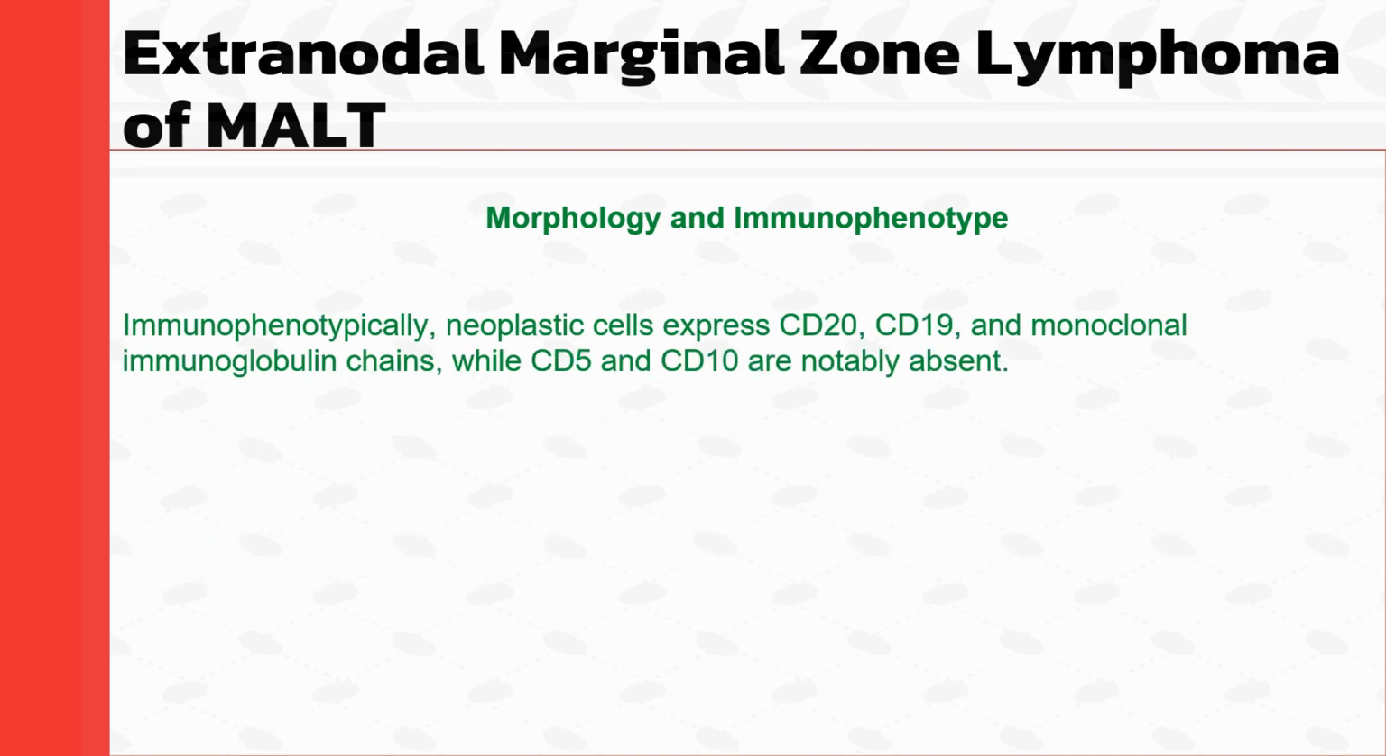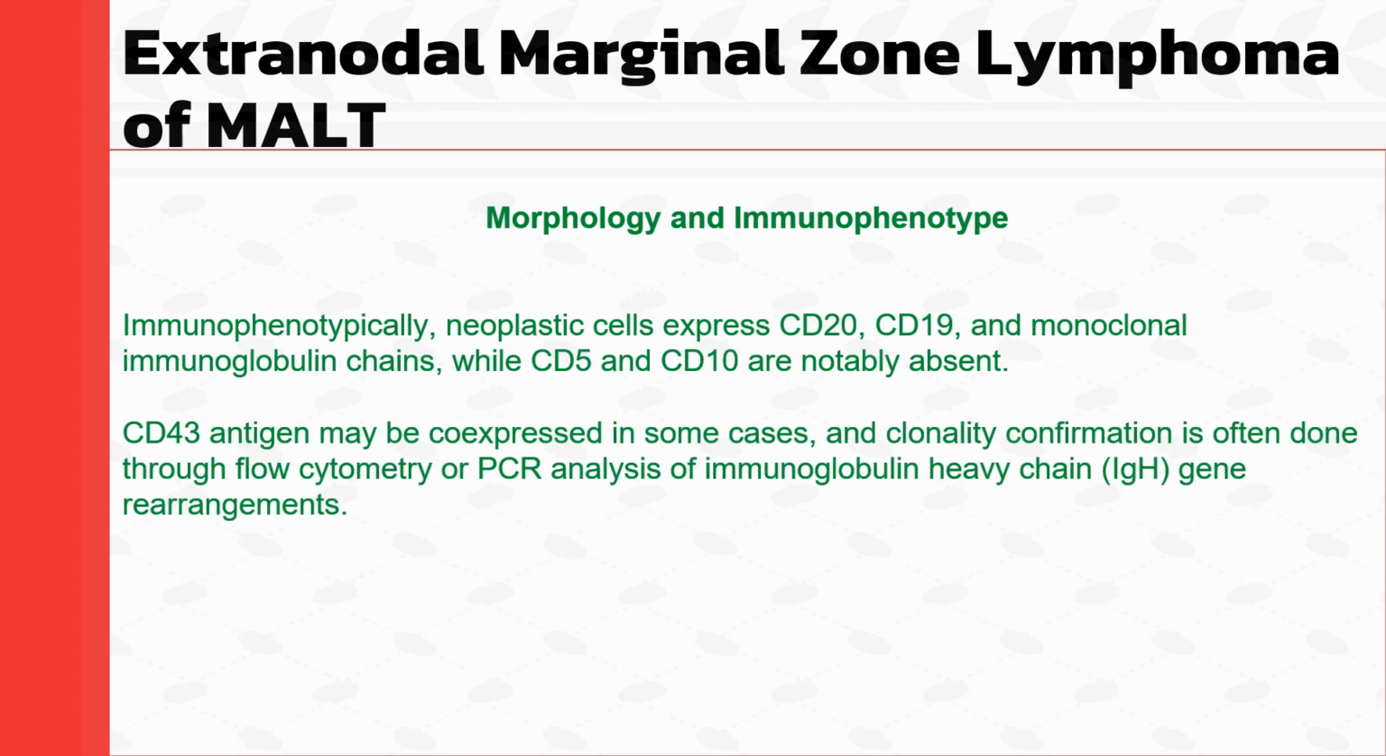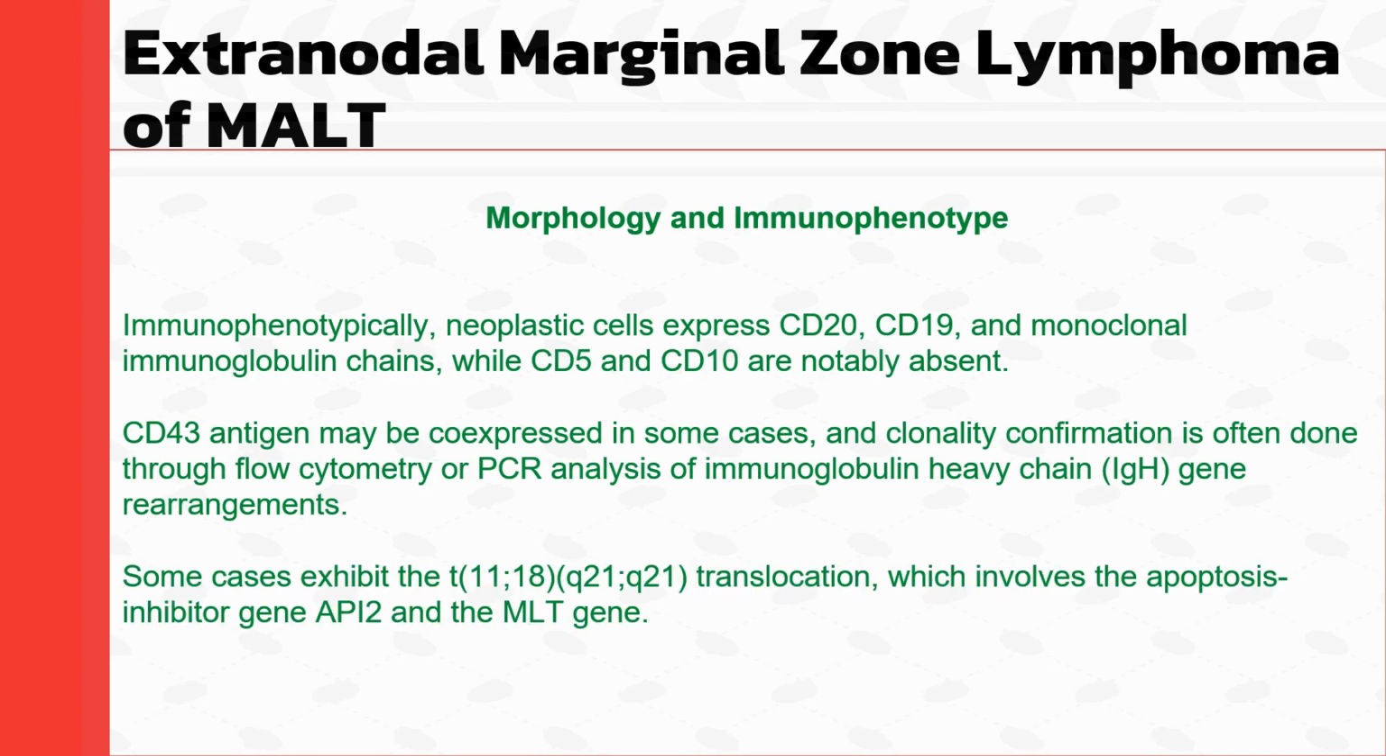Immunophenotypically, neoplastic cells express CD20, CD19, and monoclonal immunoglobulin chains, while CD5 and CD10 are notably absent. CD43 antigen may be co-expressed in some cases, and clonality confirmation is often done through flow cytometry or PCR analysis of immunoglobulin heavy chain (IgH) gene rearrangements. Some cases exhibit the t(11;18)(q21;q21) translocation, which involves the apoptosis inhibitor gene API2 and the MLT gene.